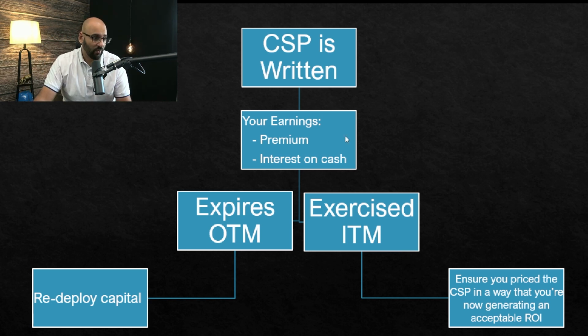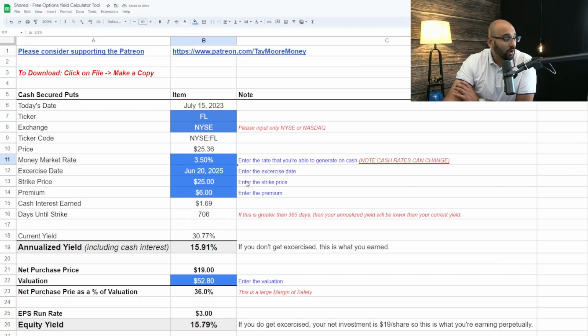And I'll walk you guys through it just to show you how I think about both of the binaries. And so let's do that right now. All right, so here is the free options yield calculator that you guys have access to. It's in the description of the video. Now, this is an updated link. So guys, just FYI, if you've downloaded the options yield calculator before, this is an updated link.